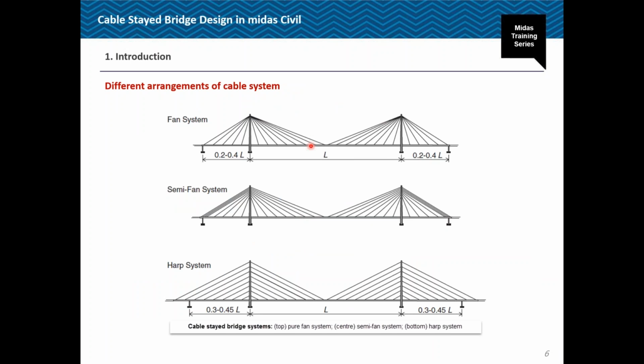The general arrangement of cable systems can be of three types. First is the fan system, second the harp system, and intermediate between fan and harp is the semi-fan system.